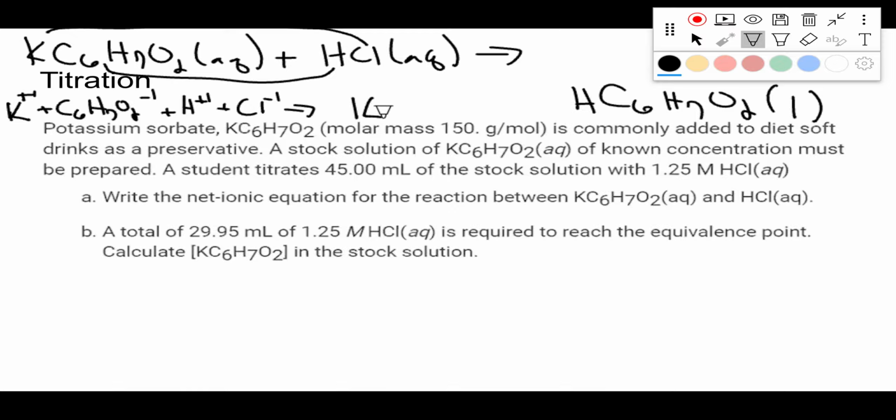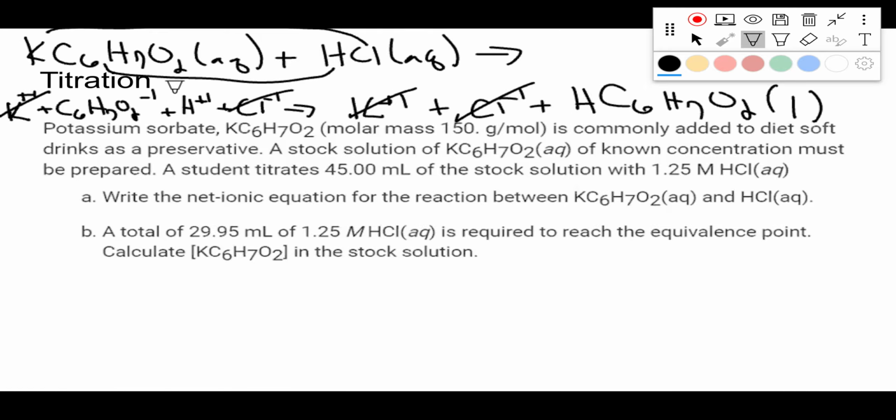So I'm going to have K plus 1 plus Cl minus 1 plus this stays together because this is a liquid. And remember, in net ionic equations, you do not separate anything that is a pure solid, a pure liquid, or a pure gas. So we're going to leave that. And then I told you guys in the other video about net ionic equations, when you see two things that are exactly the same, we can mark them out. Those are our spectators. We don't care about them. So K is a spectator and Cl is a spectator.